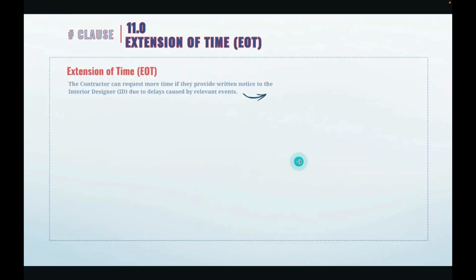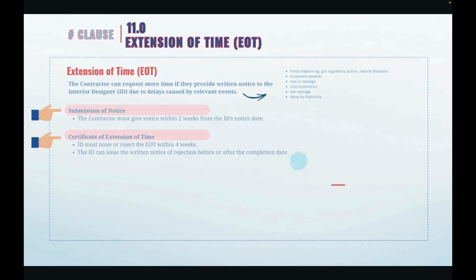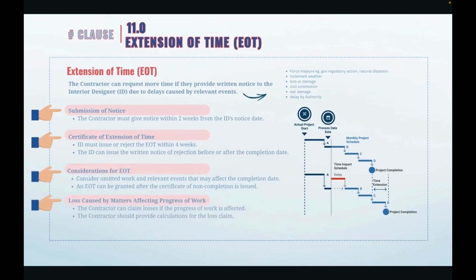So, clause 11 extension of time. If delays happen like bad weather or authority issues, the contractor can request for more time, but they must give notice within 2 weeks, and the interior designer must issue or reject the extension of time within 4 weeks. The graph on the right also shows how the delay of the project will cause the completion date to be moved forward. The interior designer should consider the impact and also shift the project completion date accordingly. If progress is badly affected, the contractor can also claim loss with proper calculation.